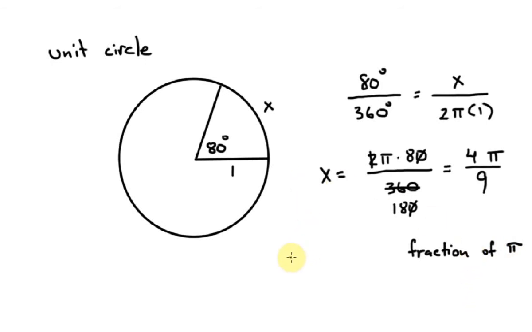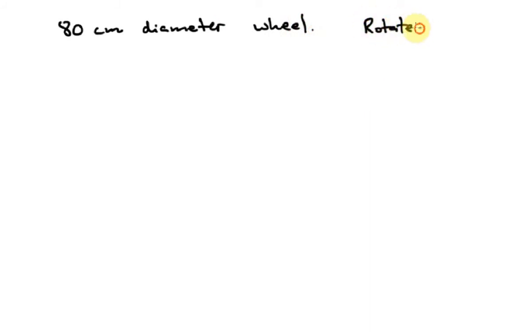All right, now on to my second example. That's all there is to this one. This one is done. In the next example, we have the following. We have an 80 centimeter diameter wheel, and we are going to rotate this wheel through 400 degrees.